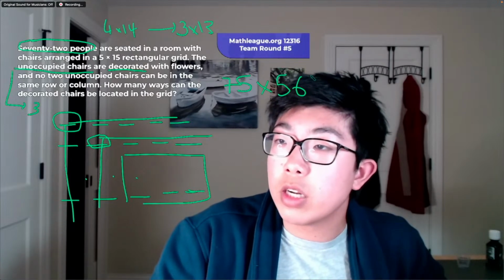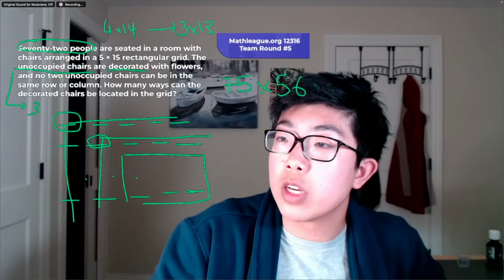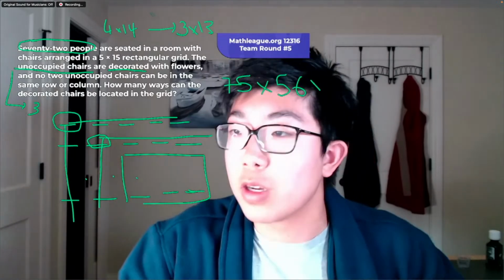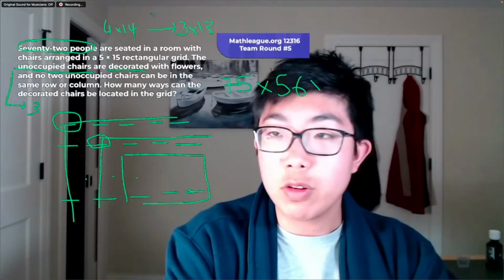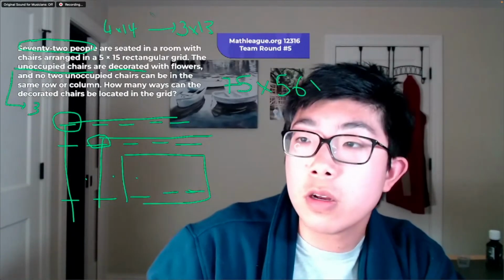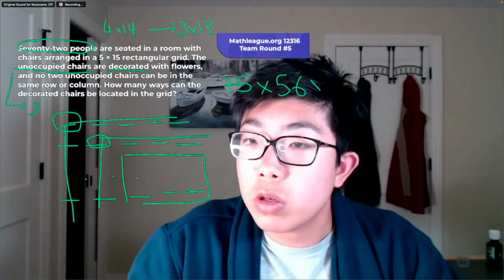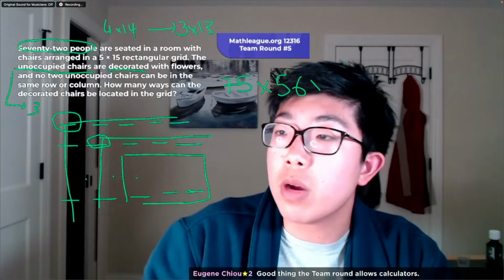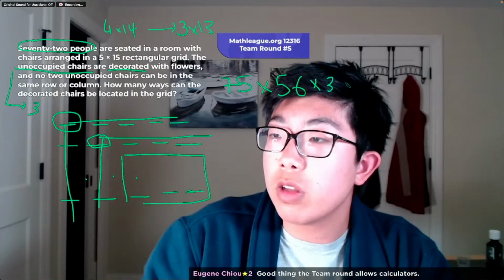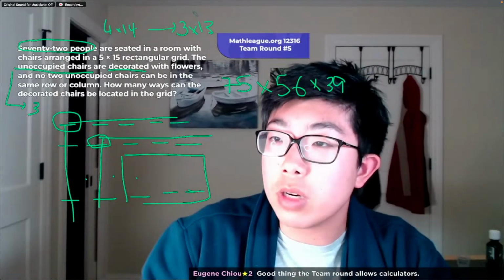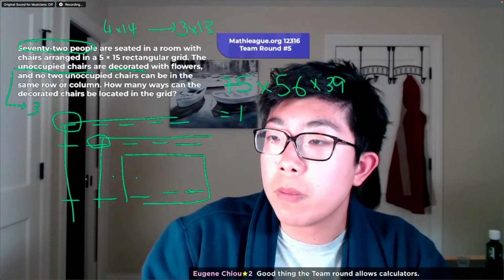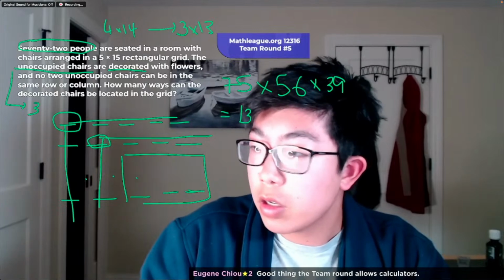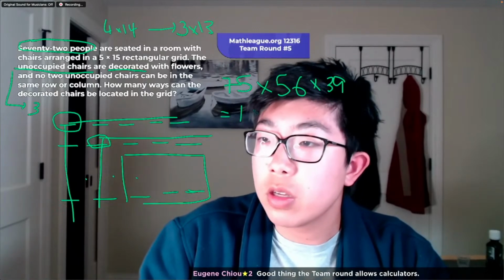I'm not quite sure how they expect us to do the multiplication in a contest, but let me do the multiplication with a calculator. So 75 times 56 times 39. Uh-oh. Yes, 75 times 56 times 39, you end up with this very large number, 163,800. But we're actually not done yet.